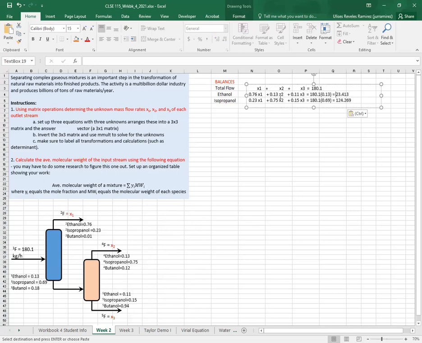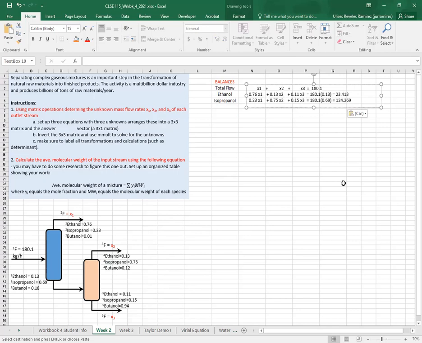Do one more. I'm choosing to do isopropanol and do exactly the same. How much isopropanol is coming out from X1? X1 times 0.23. That's my balance for isopropanol from this X1, plus how much is coming from X2, plus how much is coming from X3, right? Equals, because it's a conservation of mass, it has to be the same as the initial amount, which is 0.69 of the initial amount, 180.1, which is 124.263. So now I have a system of three equations with three variables.